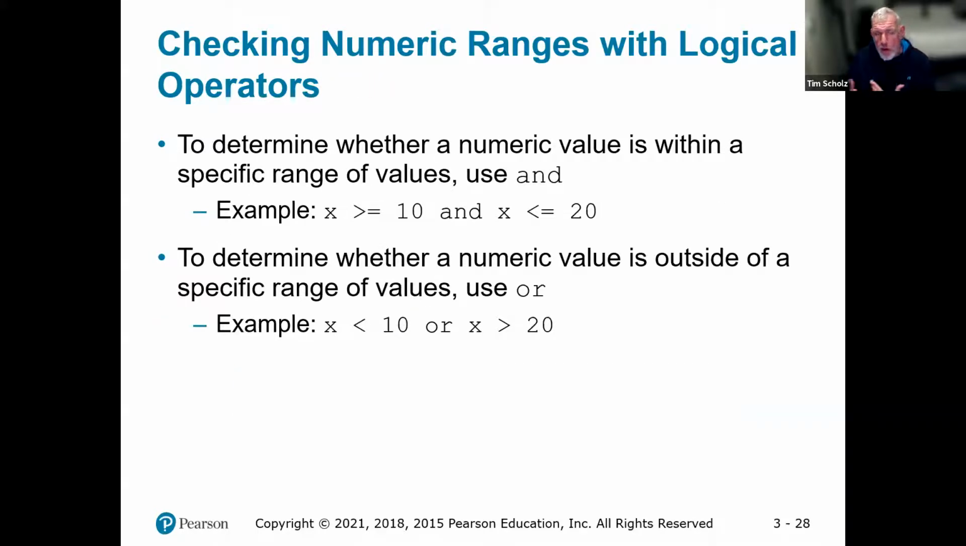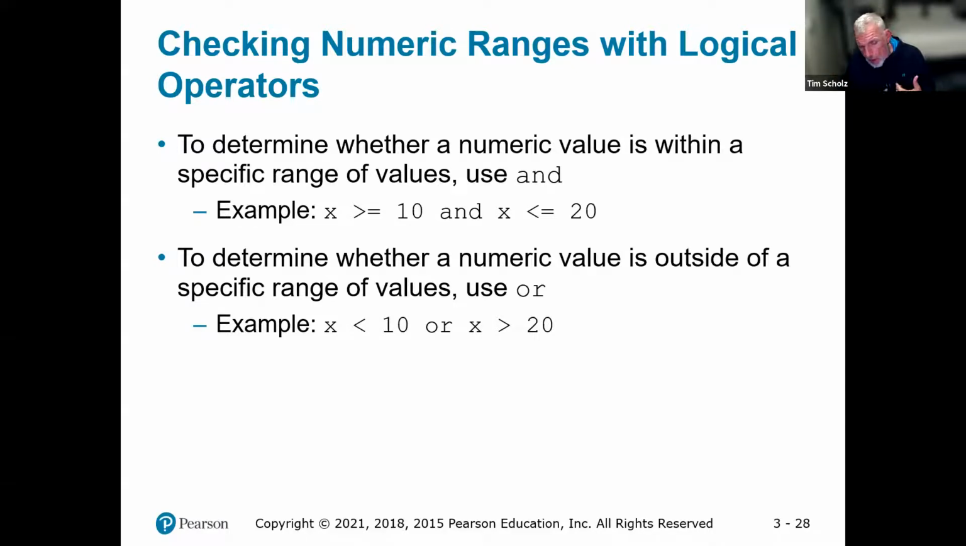Now, how do we apply it? One thing you can do is check numeric ranges. If you want to see if a specific value is between two numbers, you use the and. I can say if X is greater than or equal to 10 and X is less than or equal to 20, and that evaluates to true, then my number is between 10 and 20.